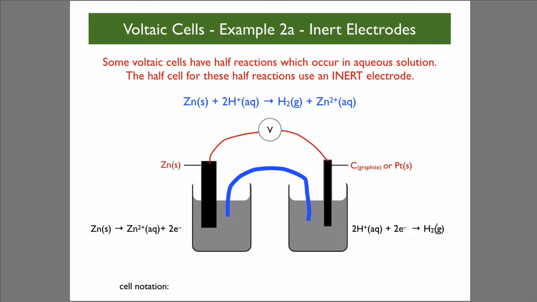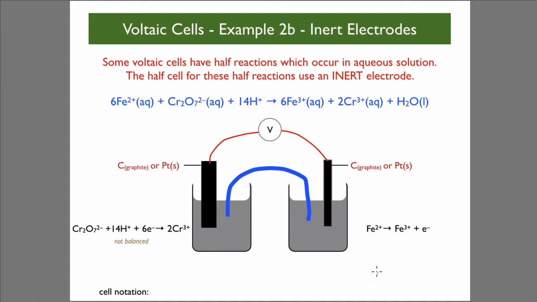Cell notation down here, we've got the zinc anode, the phase boundary to the zinc solution. We've got the salt bridge, then we've got a phase boundary between the protons and the hydrogen gas, and we've got the platinum cathode over here.